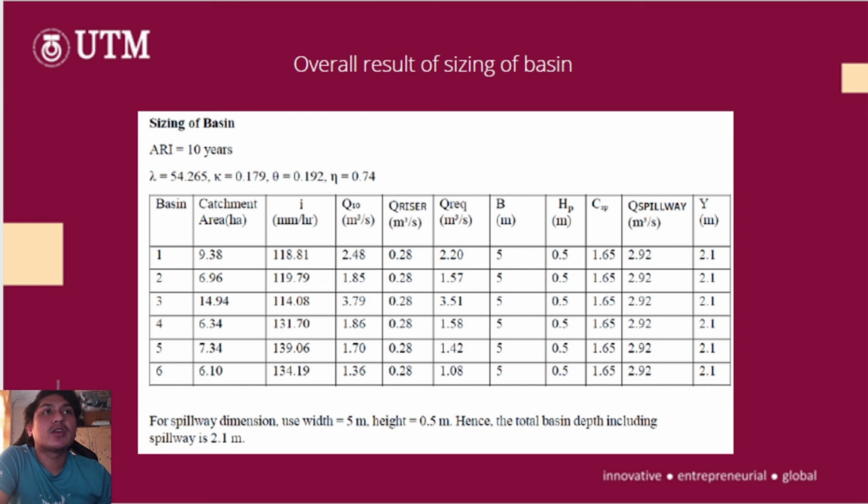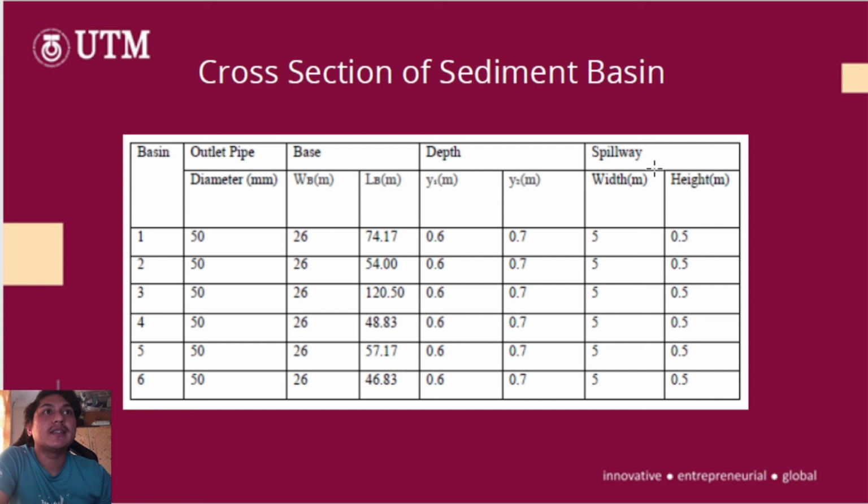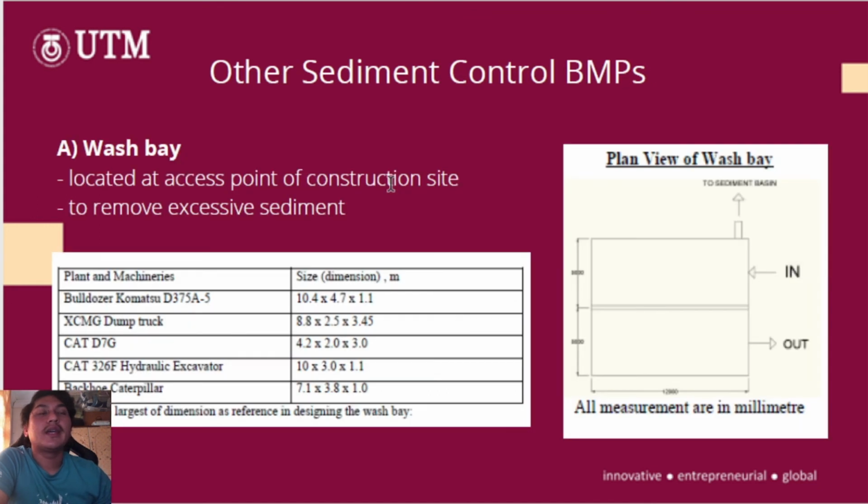So this is the overall result of the basins. There are a total of 6 basins, and this value can be used in the next design to get the dimension or the cross section of the sediment basin. So this is the result of the dimensions.